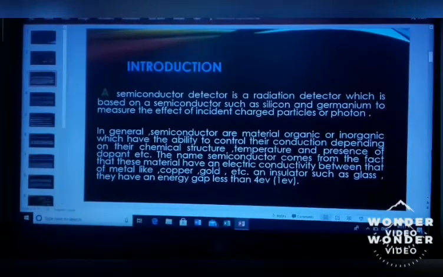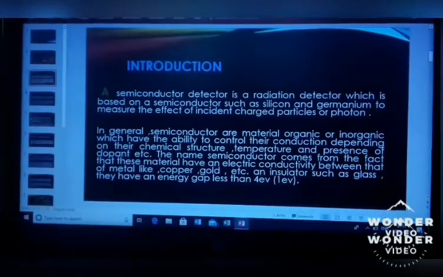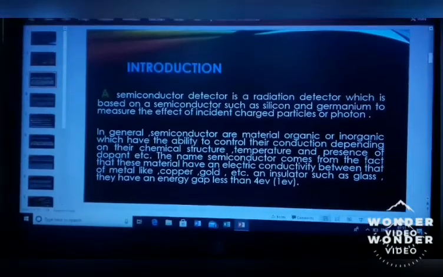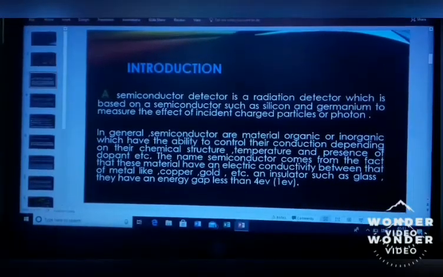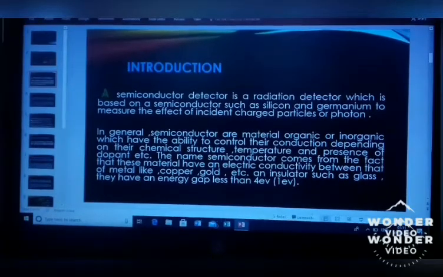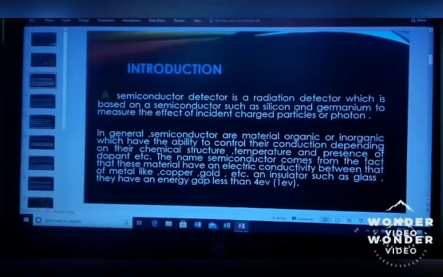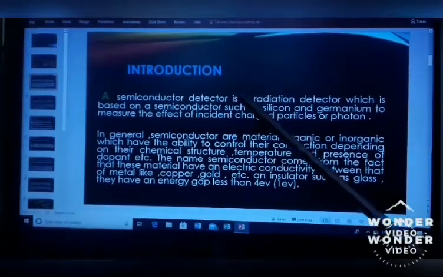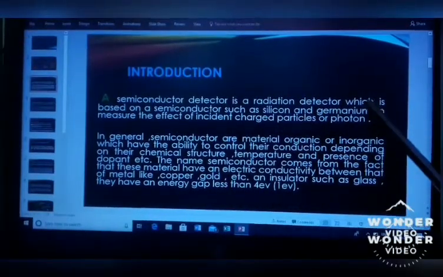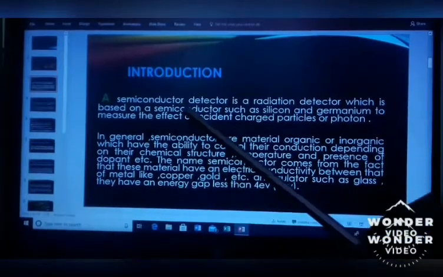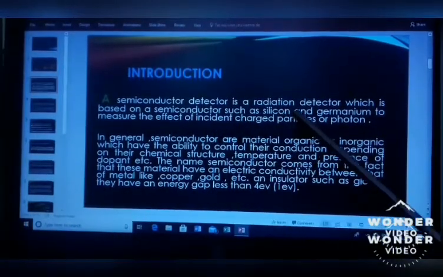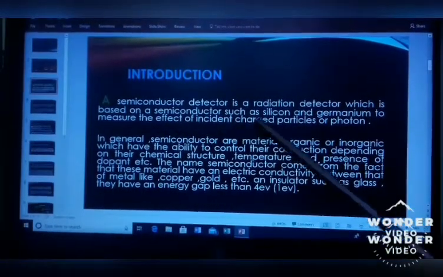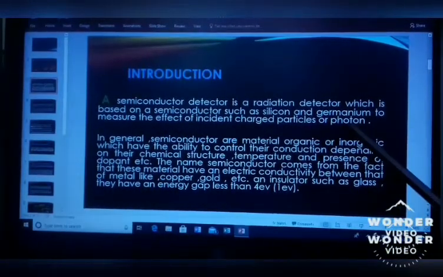Now the introduction of semiconductor detectors. These are solid-state detectors that can detect alpha particles or gamma particles. They are made of semiconductor material. A semiconductor detector is a radiation detector which is based on a semiconductor such as silicon and germanium to measure the effect of incident charged particles or photons.